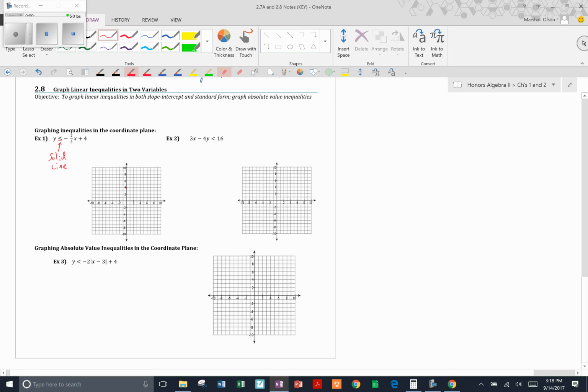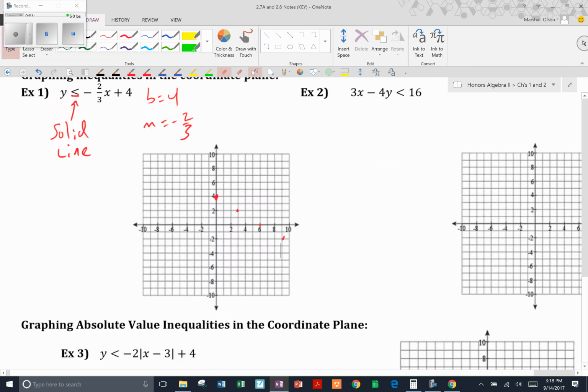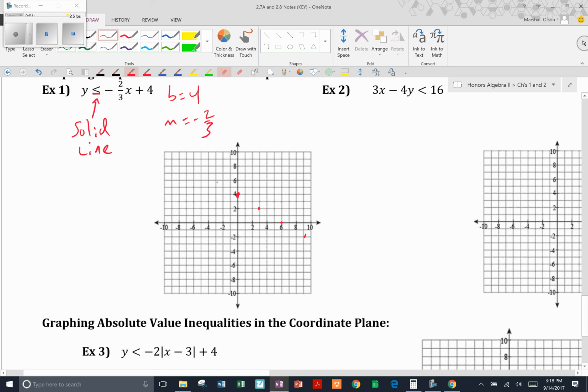Our y-intercept is 4. And our slope is negative 2/3. So from left to right, we want to go down 2 over 3, 2/3. And we'll get a couple points in either direction. Okay, here's that solid line.